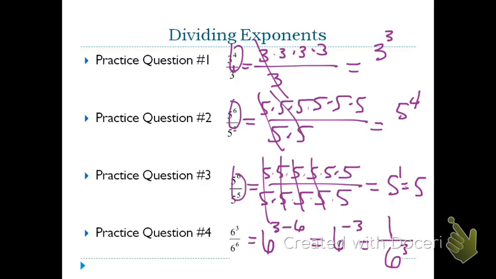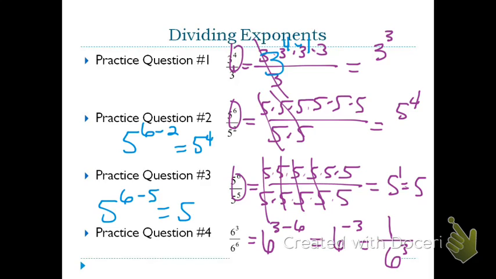So as a shortcut, instead of writing it all in expanded form, we could have, like in this one here, written 3 to the 4 minus 1 to get that 3. On question number 2, we could have written 5 to the 6 minus 2 to get the 5 to the 4th. Question number 3, that was 5 to the 6th minus the 5th to get 5 to the 1st.